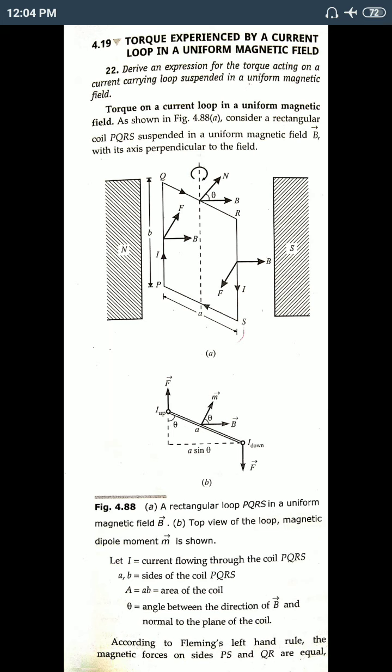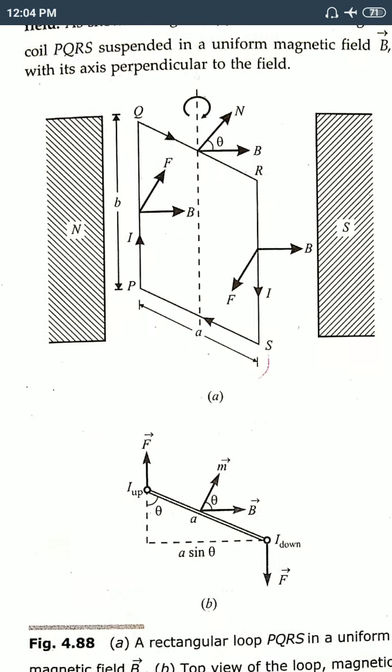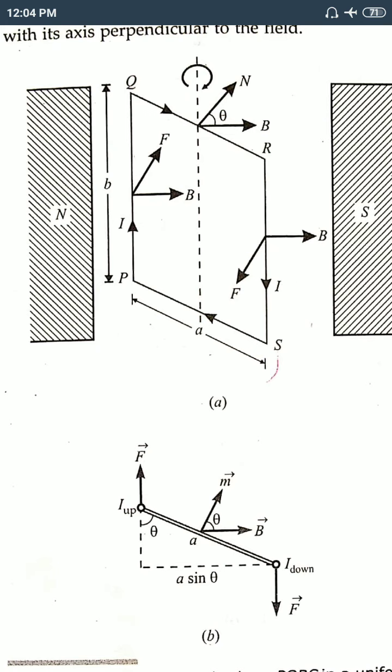In this figure, you see that we consider a rectangular coil PQRS. We placed it in a uniform magnetic field. Uniform magnetic field means magnetic field lines are parallel to each other. And this coil is suspended in a uniform magnetic field B with its axis perpendicular to the field. The dotted line is its axis, and the coil will rotate with respect to its axis.